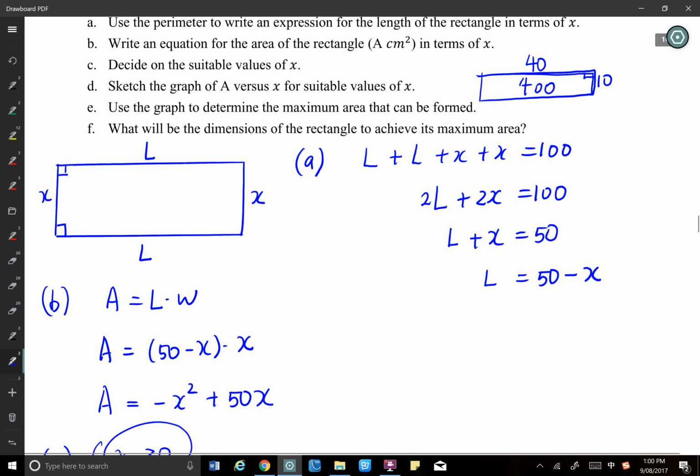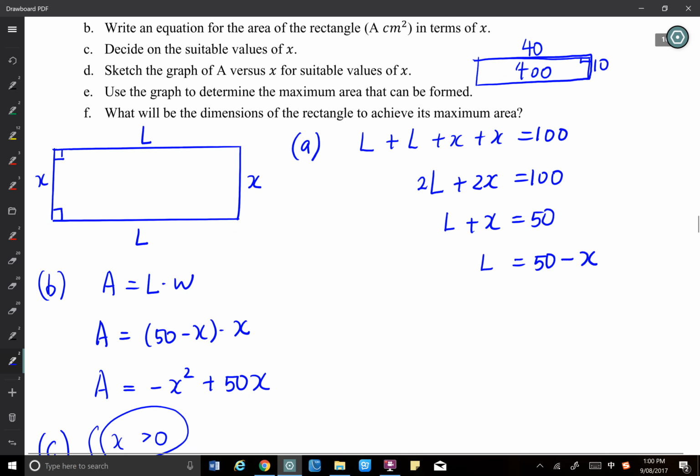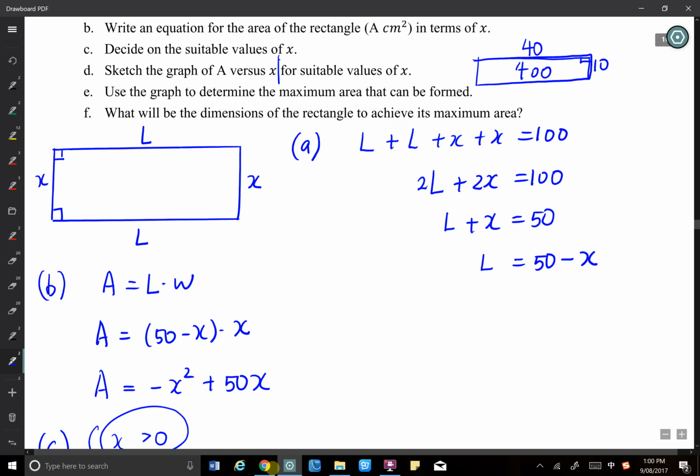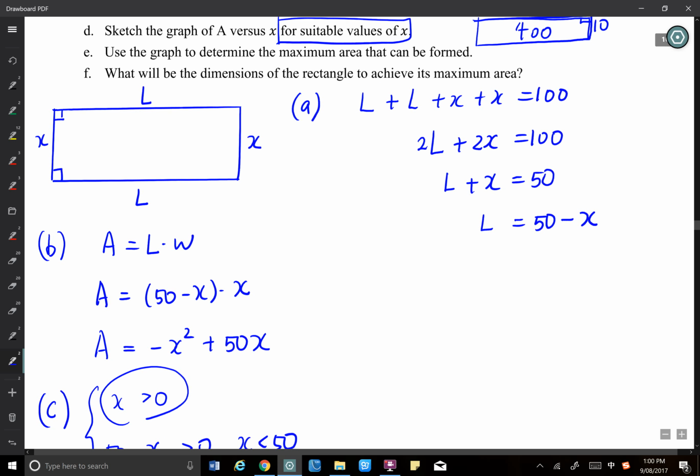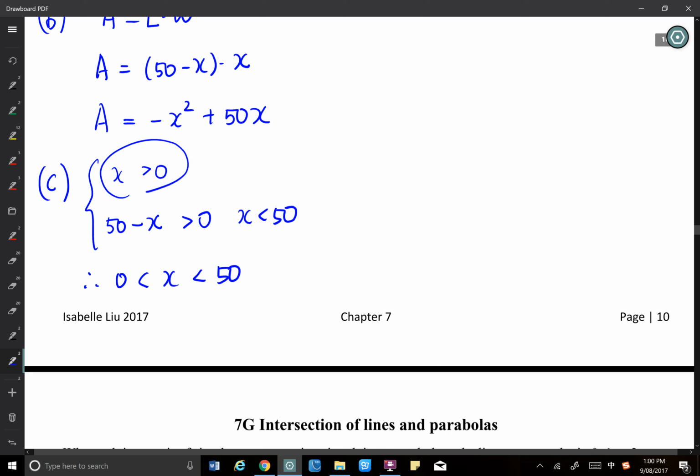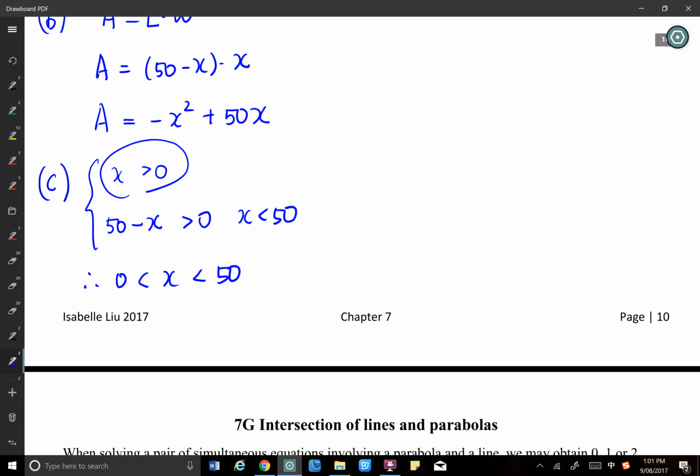Okay, have a look at D. Sketch the graph of A versus x for the suitable value of x. Your x is suitable in between 0 to 50, so your graph will be in between 0 to 50. You can't sketch a full graph of the quadratic.